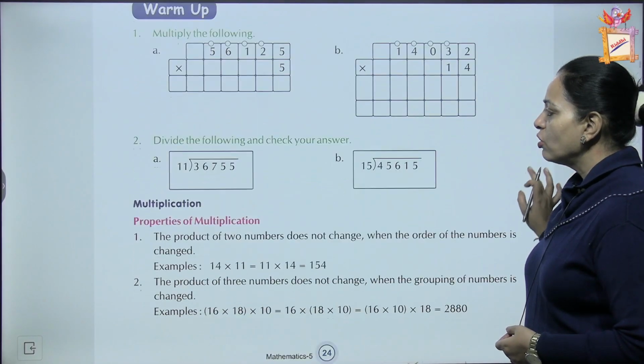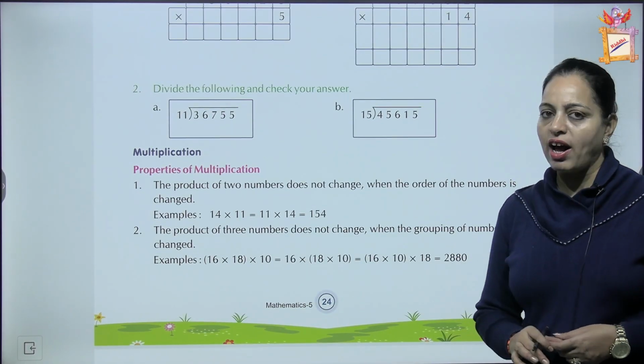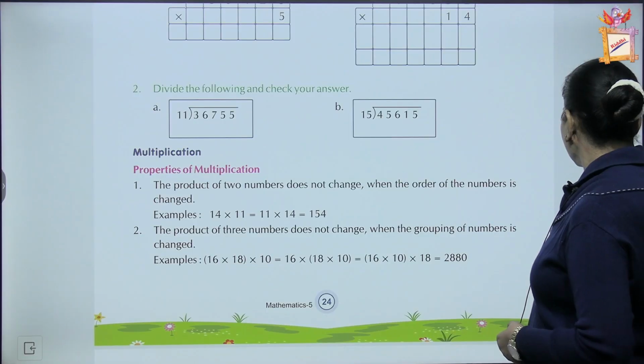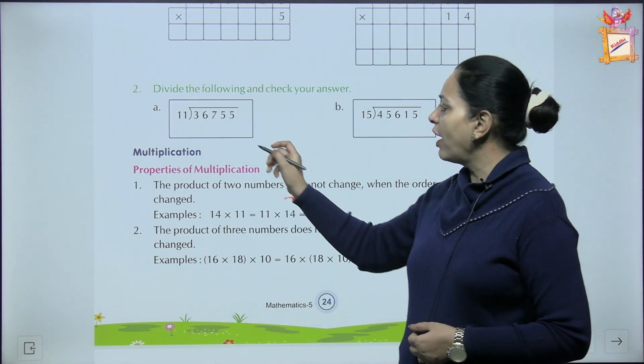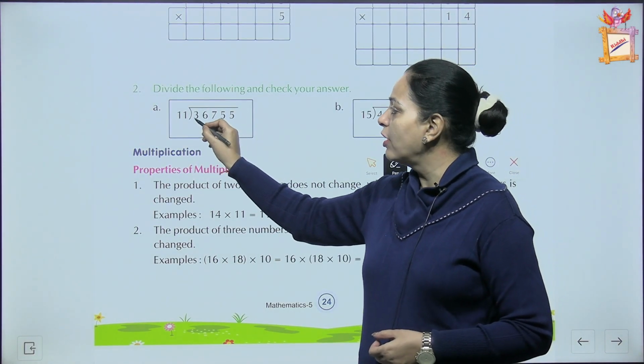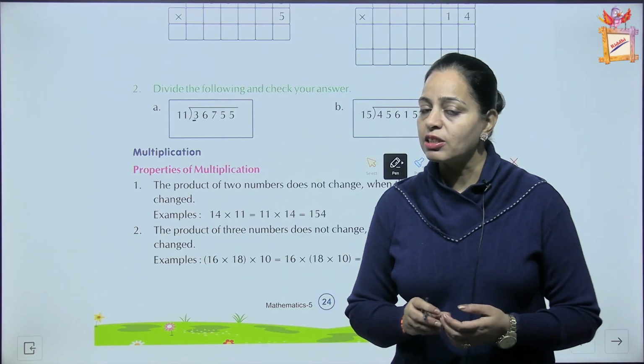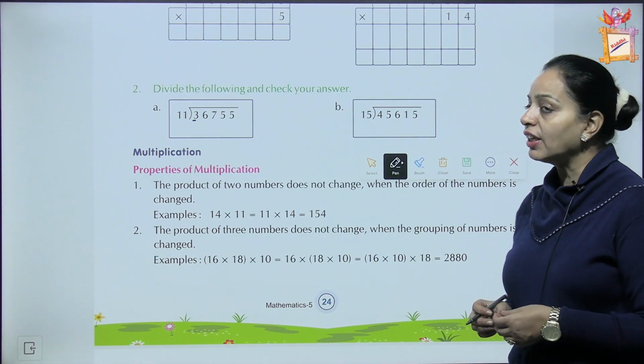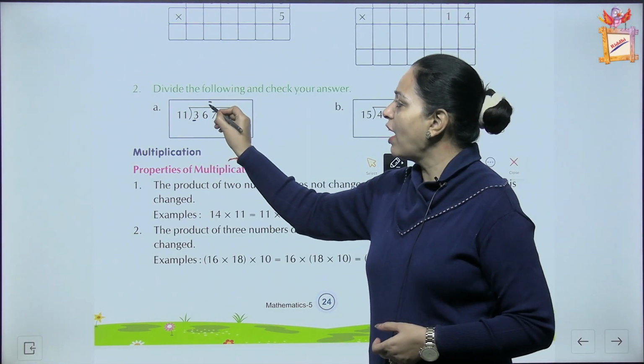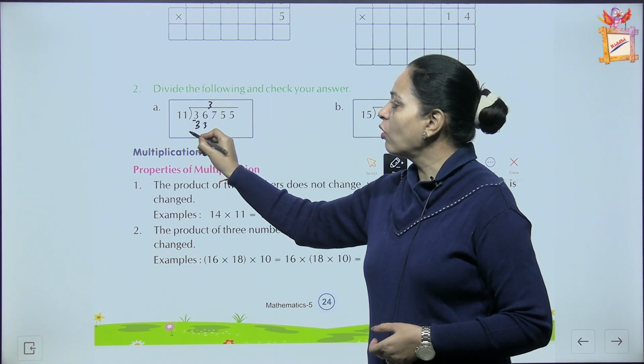Now come to second question. Divide the following and check your answer. Like A part here, 36,755 divided by 11. So we can't take 3 because 3 is smaller than 11. So we will take 2 digits, 36. So 11 3s are 33. 3 as the quotient, right?